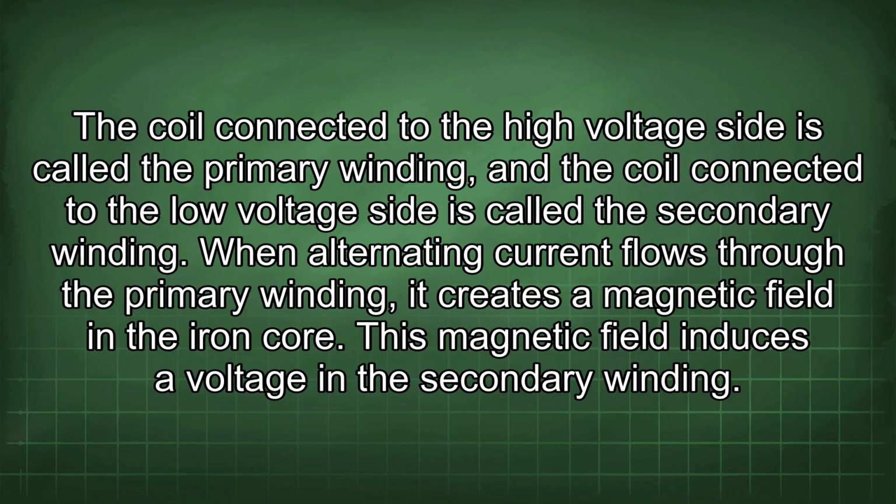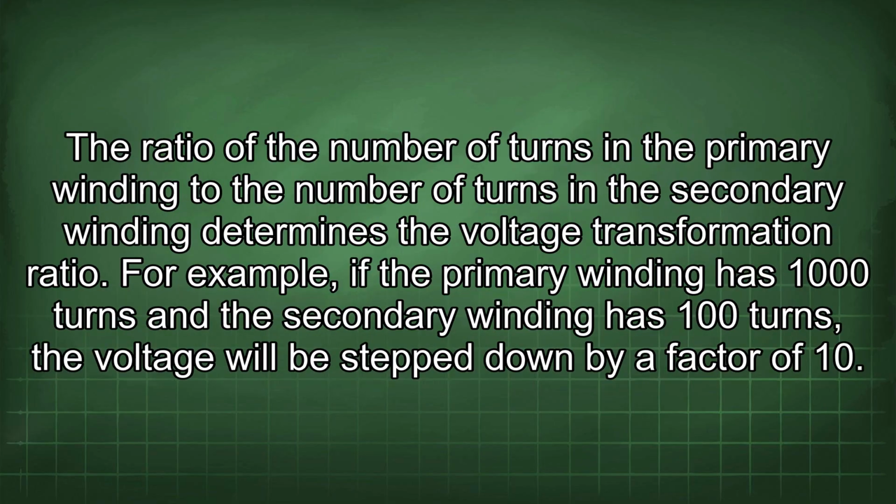When alternating current flows through the primary winding, it creates a magnetic field in the iron core. This magnetic field induces a voltage in the secondary winding. The ratio of the number of turns in the primary winding to the number of turns in the secondary winding determines the voltage transformation ratio.